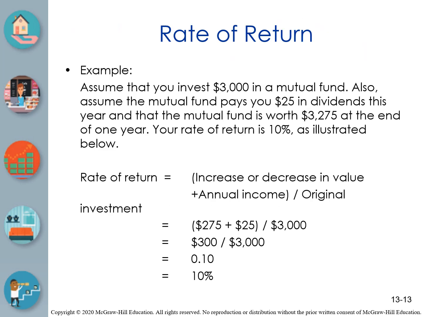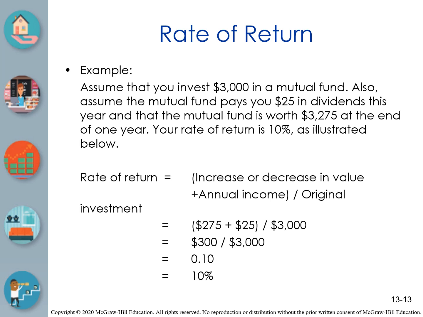So again, rate of return, the example, assume you've got $3,000 in a mutual fund. We'll just walk through this one. This is a good example. Also assume that the mutual fund pays a $25 dividend this year, and that the mutual fund is worth $3,275 at the end of 1 year. Your rate of return is 10%, as illustrated below.